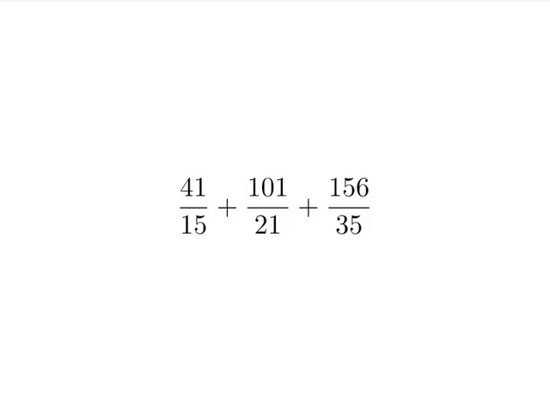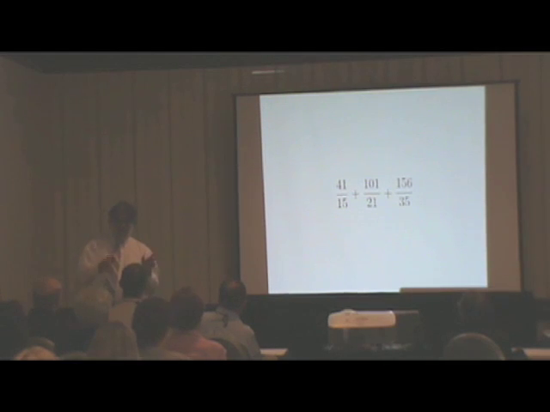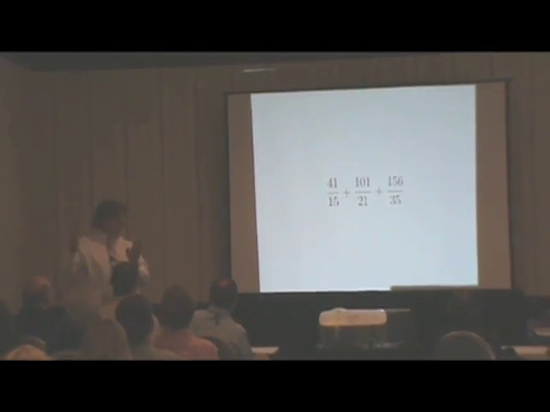Denominators of 15, 21, and 35, that's 3 times 5, 3 times 7, and 5 times 7, so our common denominator is 105. 7 times 41 is 287. 5 times 101 is 505. 287 plus 585 is 792. 3 times 156 is 468.